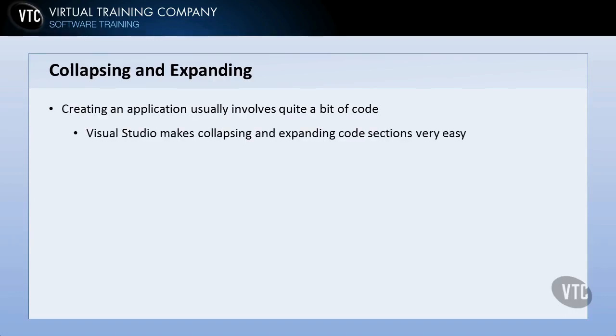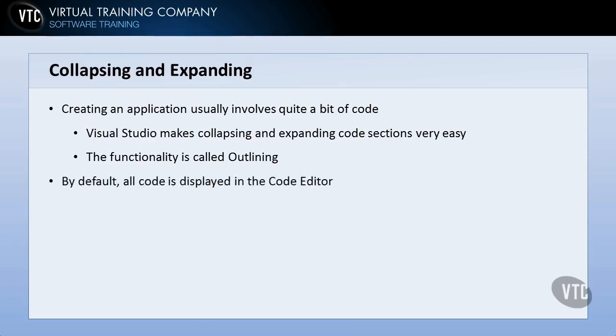Now, Visual Studio makes collapsing and expanding sections of your code very easy. Oddly enough, this functionality is really called outlining. But if you ask, I don't know, 10 different developers what that's called, where you can make the code hide or spread out, they'll call it collapsing and expanding because that's what you're doing. And in reality, the function is officially known as outlining. So with all that out of the way, let's talk about exactly what it does.